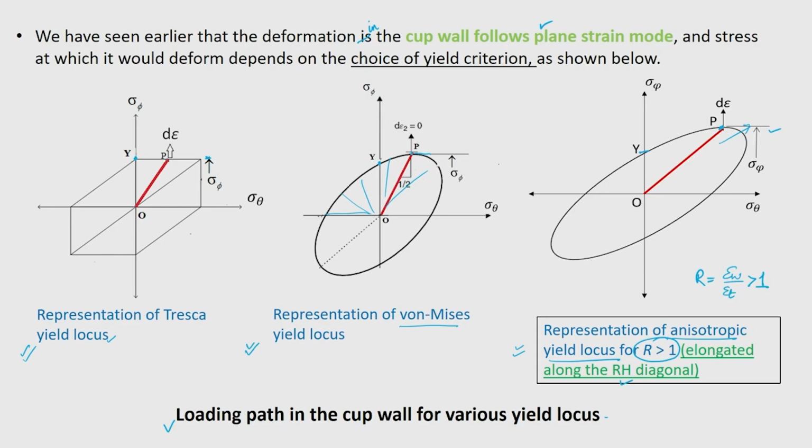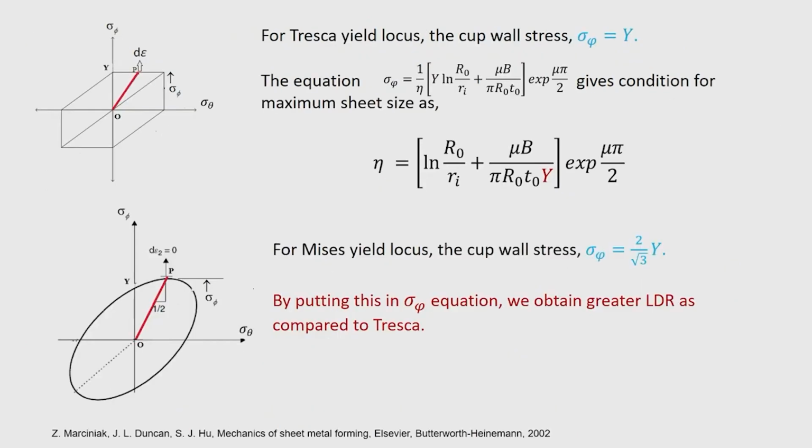So this is what we were telling, that the stress at which it would deform depends on the choice of yield criterion. So when it is going to reach this particular point is actually decided by the choice of yield function you choose. So now let us pick up all these 3 cases. We will discuss something which will tell us how this sheet anisotropy or the choice of yield locus changes the LDR calculation. So Tresca yield locus, it is pretty simple.